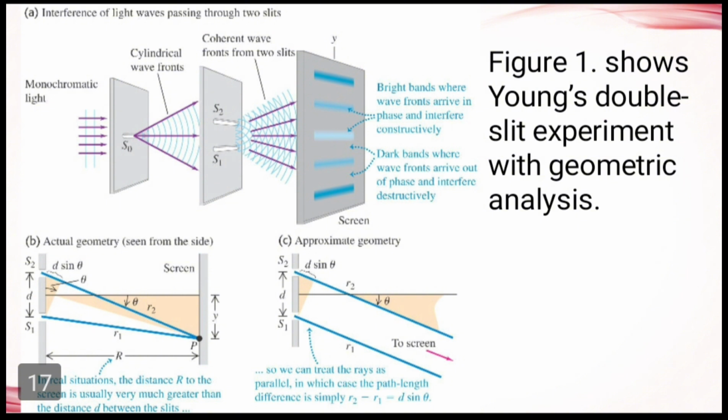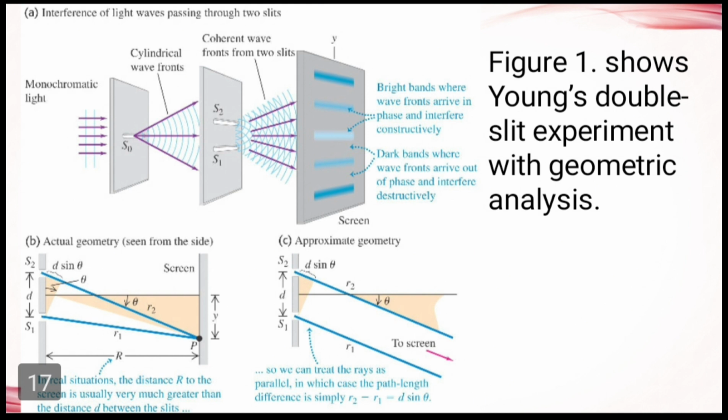As you can see, the screen is relatively far away from the source, because it can only be observed if we place the screen far away from the source. As it passes through, it produces bright bands where wave fronts arrive in phase and interfere constructively, and dark bands where wave fronts arrive out of phase and interfere destructively.